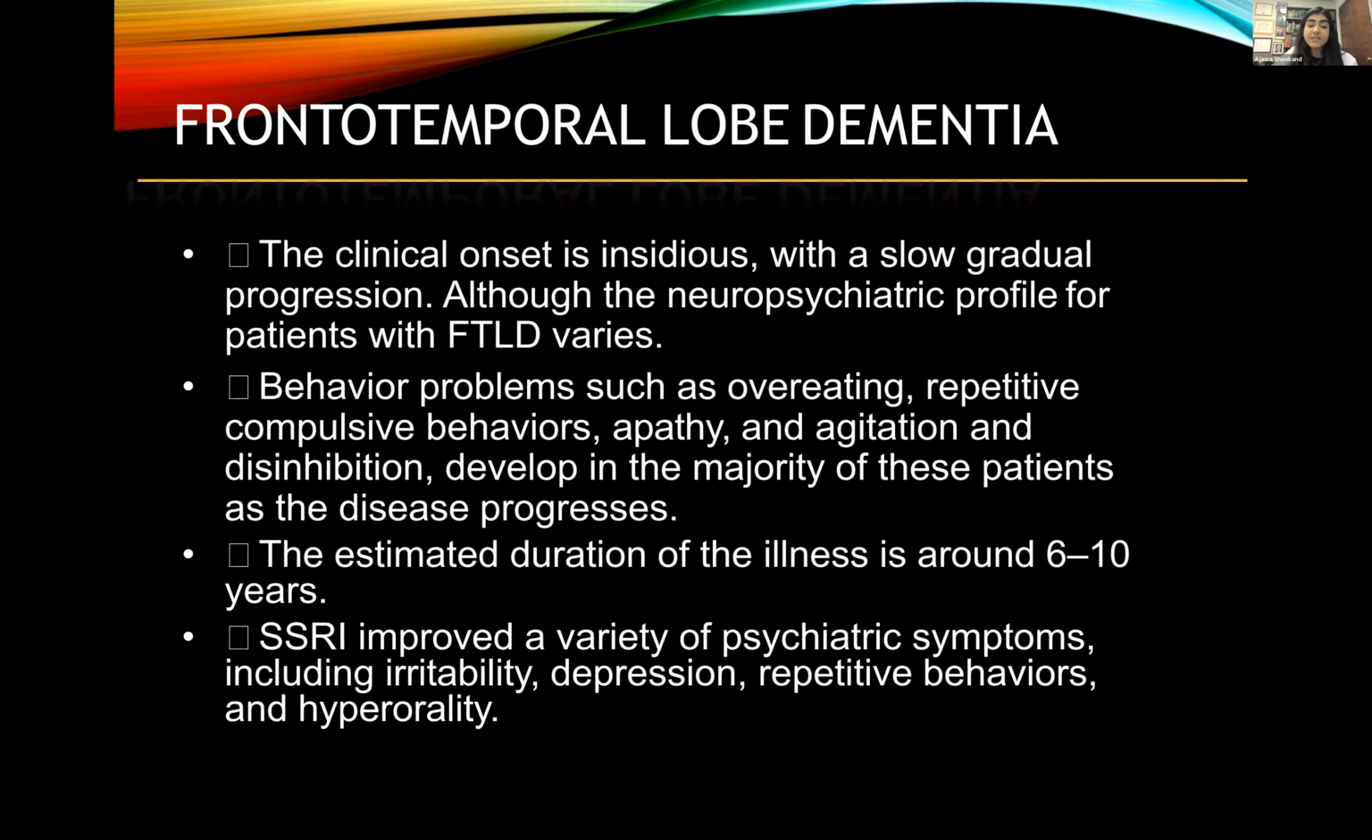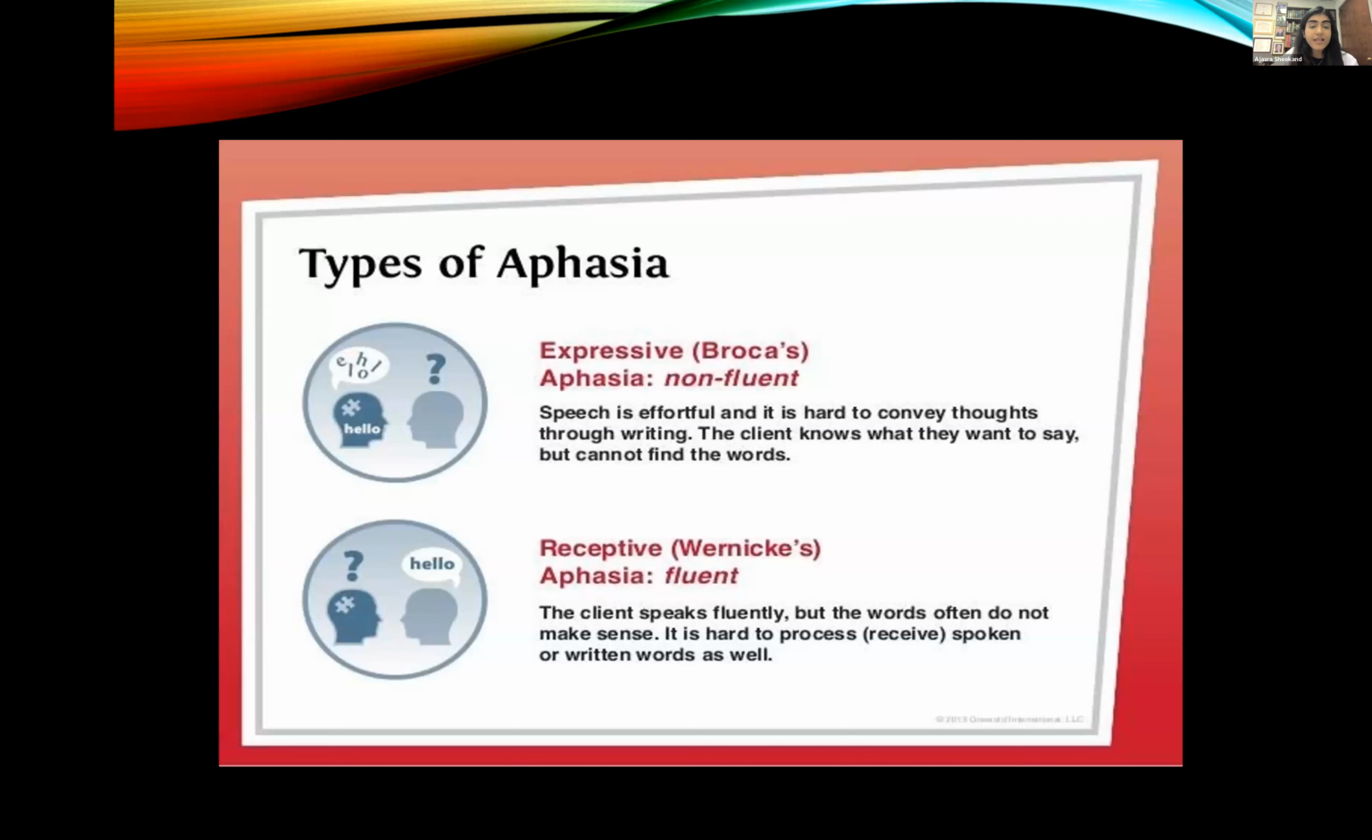And then SSRIs do help in some ways in improvement of the psychiatric function of the patient, including irritability, depression, and repetitive behaviors. A little bit about aphasia, because as we discussed, Broca's or the expressive aphasia, the Broca's center is present in the frontal lobe. In any lesion, Broca's aphasia is where speech is effortful, and it is hard to convey your thoughts, either orally as well as in writing.